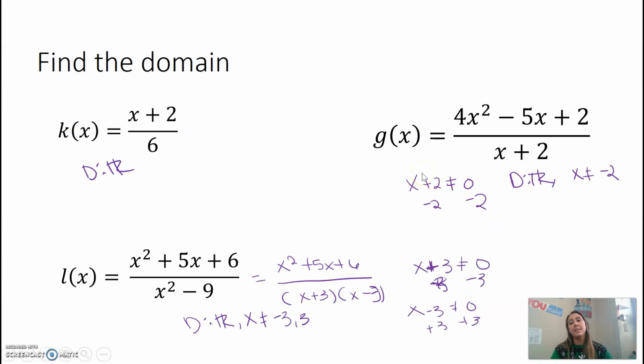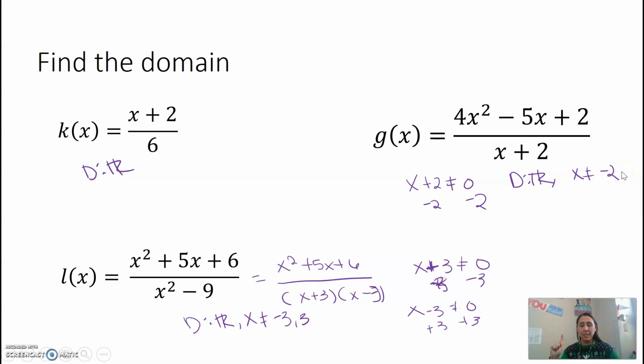For g of x, we do have an x in the denominator, so this is going to be a hyperbola. So we are going to have to set the denominator not equal to 0, because remember, we want to find out what is the value of x that's going to make that 0, because that's where the function becomes undefined. And so it's going to be all real numbers such that x is not equal to -2.